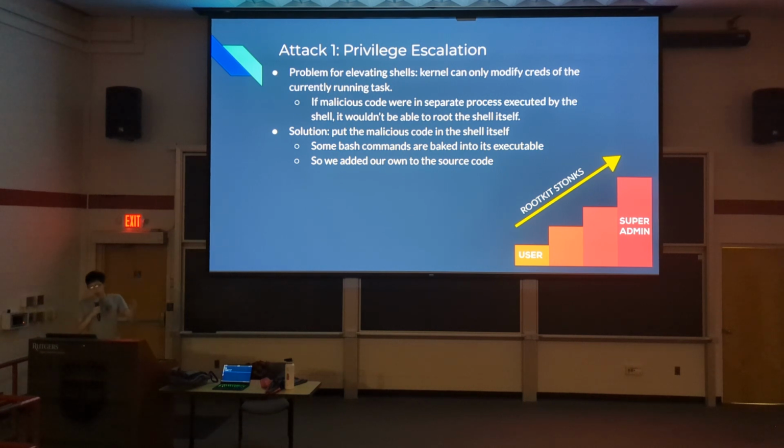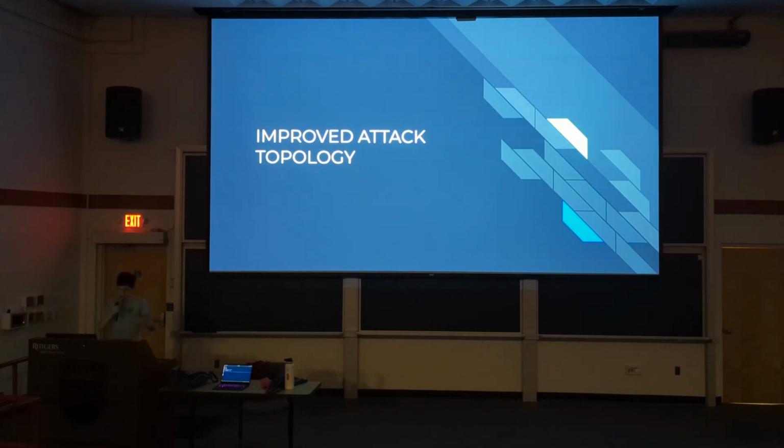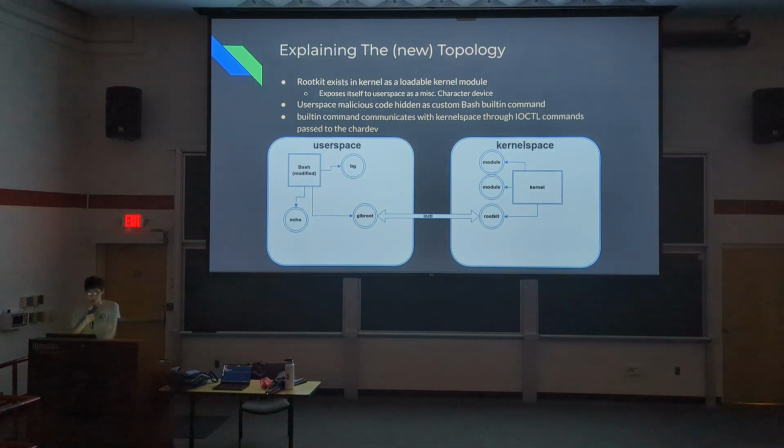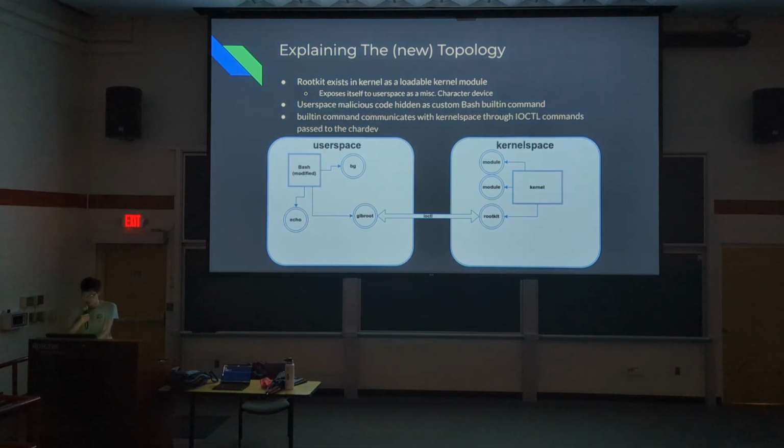One of the problems with this concept is that when we do that, we're only modifying the credentials of the current process, and we actually want our own privileged shell that we can run our commands and various hacks in. So the way we're going to do that is bake some malicious code into the shell itself. This way we'll have a shell that has root privileges. This is our new attack topology. You can see we have our modified bash shell, and it's communicating with the kernel space over IOCTL. This allows us to run our privileged commands in this hacked bash, so to speak, and gives us privileged access to the computer.